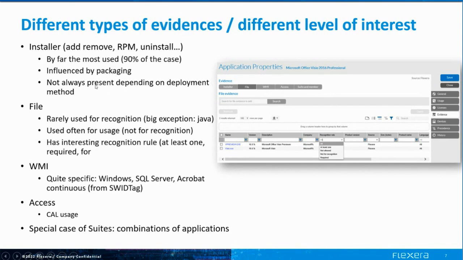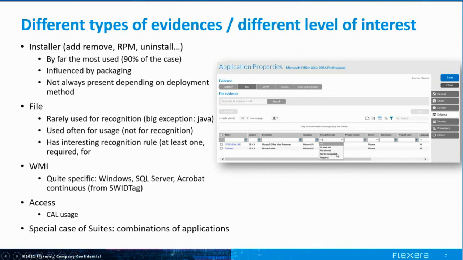Other warning, they are not always present. I've seen that a lot on Unix. Depending on how you install the applications, it could be just a file transfer, which takes away, unfortunately, the value of these installer evidences. Second type of evidence, the file evidence, that we don't use a lot actually for the recognition. You see here, there are 3 types of recognition rule, and you will see 90% of the cases the file evidences are not for recognition.